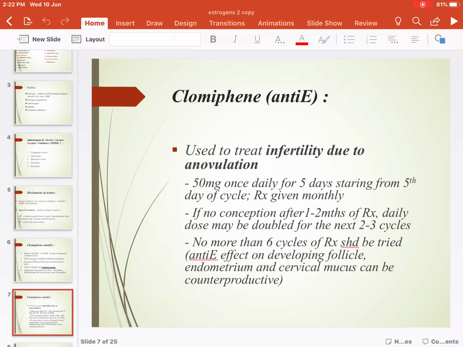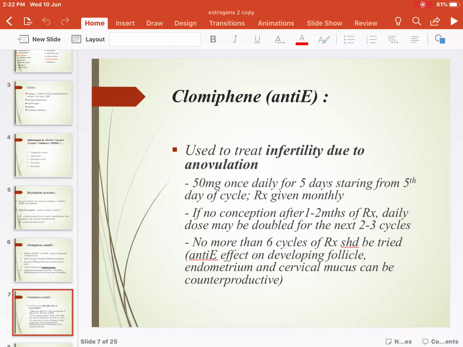What happens in the periphery, that is in the endometrium and vagina? It is going to cause hot flushes, menopausal-like symptoms. So let's look into this. Clomiphene citrate. It's a receptor antagonist. We learned about that. It's going to block both the receptors, ER alpha and ER beta. Where do you use it? It is used in the treatment of infertility due to anovulation.